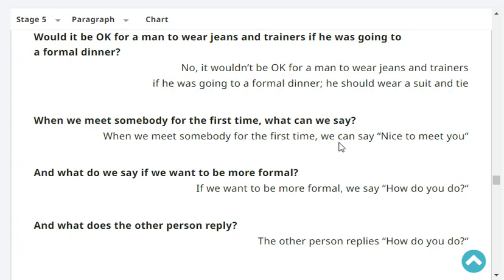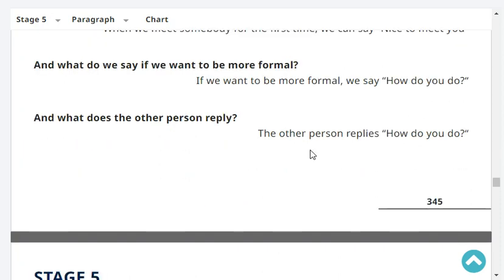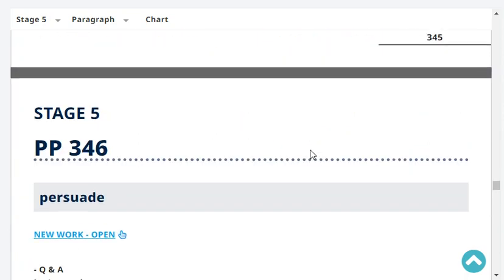And what do we say if we want to be more formal? If we want to be more formal, we say, how do you do. And what does the other person reply? The other person replies, how do you do? Very good.